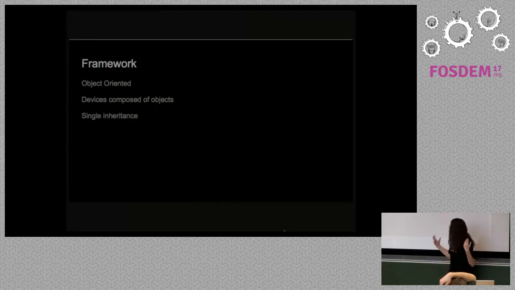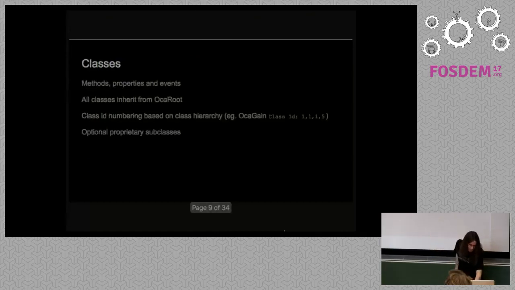So the framework itself, it's object-oriented. An AES70 device is specified as being composed of a number of objects, and the framework allows only for single inheritance. So there are no interface classes or anything like that. There's just a single inheritance tree. In the standard, classes are allowed to have methods, properties, and they're allowed to generate events, which is your feedback mechanism for sending updates back to a controller.